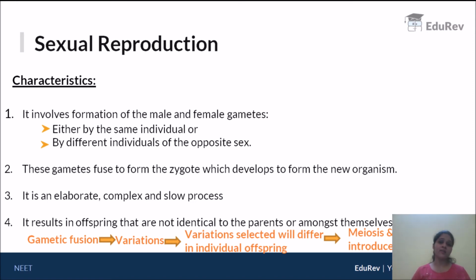So again, the 4 characteristics of sexual reproduction are: number 1, you need to form gametes; number 2, these gametes must fuse to give rise to the zygote; number 3, sexual reproduction on the whole is very elaborate and complex, and very, very slow as compared to asexual reproduction; and finally, we must expect that variations are going to occur in the individuals, and they are not exact and identical cloned copies of their parent nor of themselves.